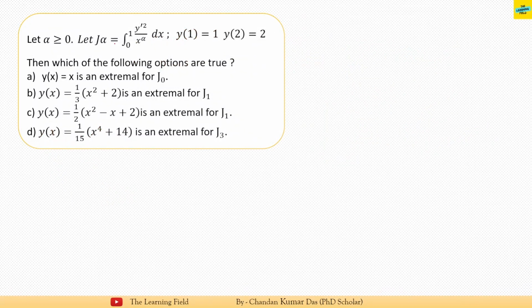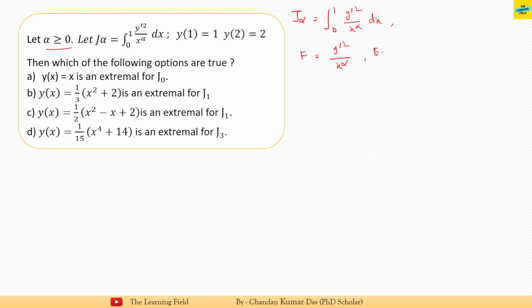Now it comes to another question, which is also a very easy question, from calculus of variations. I didn't take any preparation but I'll solve this. I had actually solved these questions in CSIR NET. For alpha greater than or equal to 0, it is given that J(alpha) is equal to the integral from 0 to 1 of y dash squared by x to the power alpha dx, where y(1) equal to 1. Now consider f equal to y dash squared by x to the power alpha.